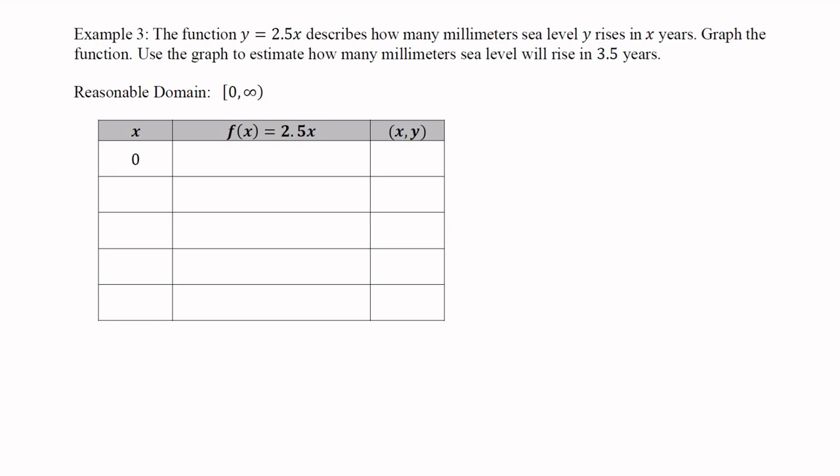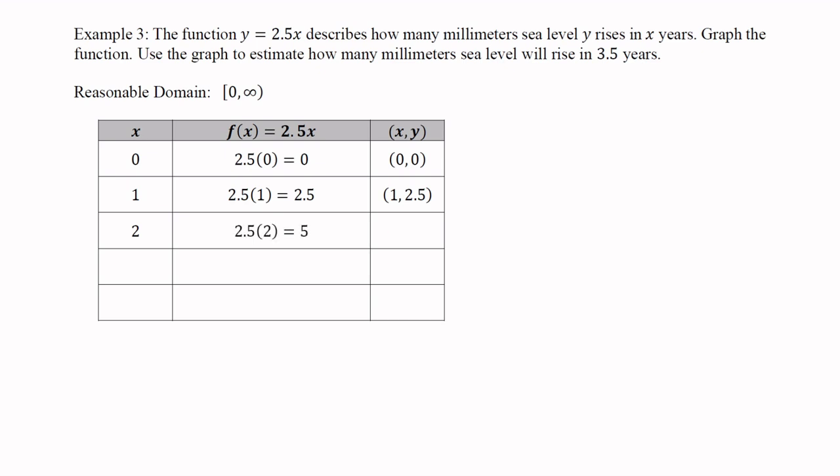If we plug that in to our function, 2.5 times 0, we get 0 as our output, which makes sense, okay? Because 0 is our starting point. We want to see how much the sea level will rise from where we're starting. So let's go out 1 year. We plug in 1 and we get 2.5, and our output is 2.5, which would be 2.5 millimeters.